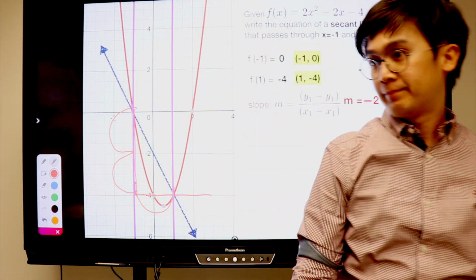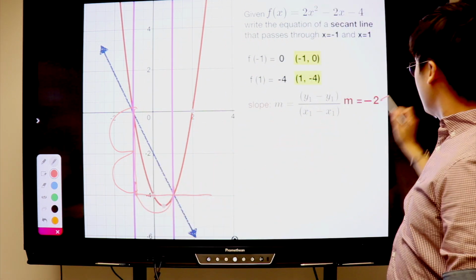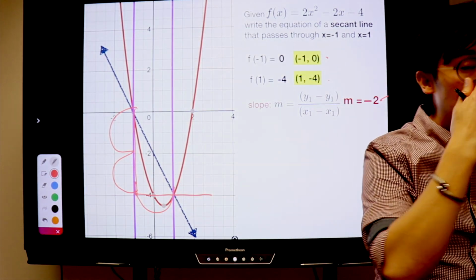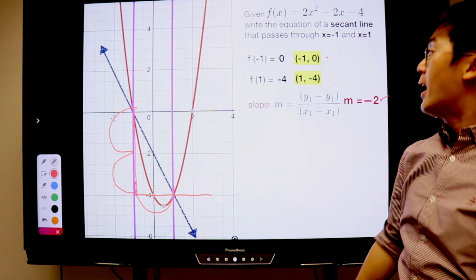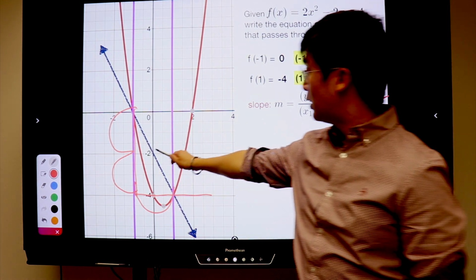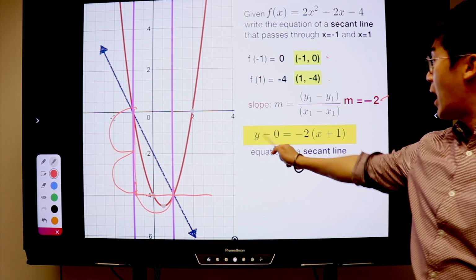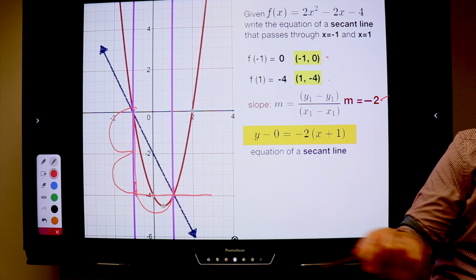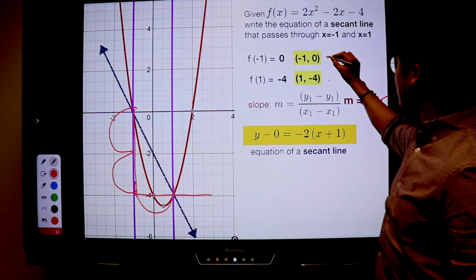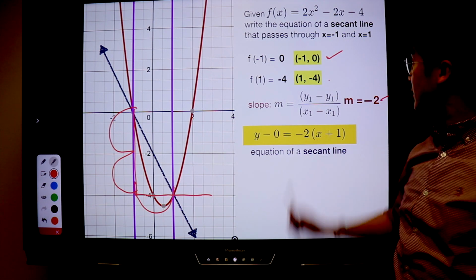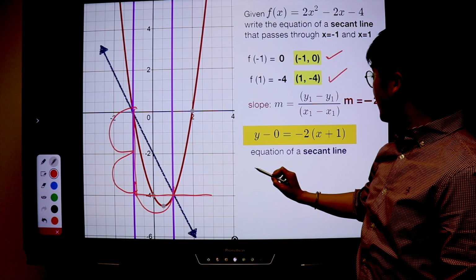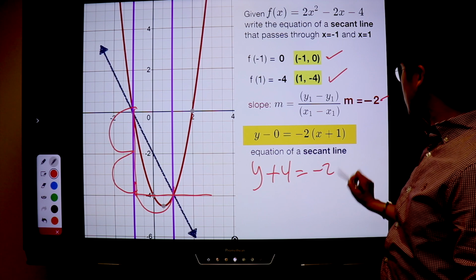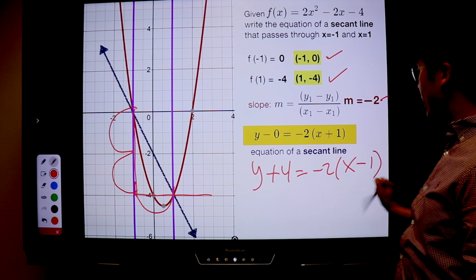Boom, -2. And now that I have my slope, I can use any of the 2 points, either this one or this one, it doesn't matter. It is still going to be the same secant line. We'll be able to produce the secant line that we're looking for right here. And that is going to be y minus 0 equals negative 2 times x plus 1. Is that the same equation that you have? Yes. So if you use this point, then your equation will look like this. If you use this point, then it will be y plus 4 equals negative 2 times x minus 1.